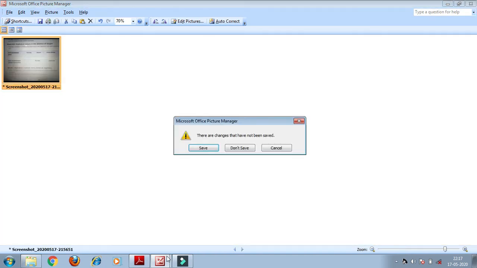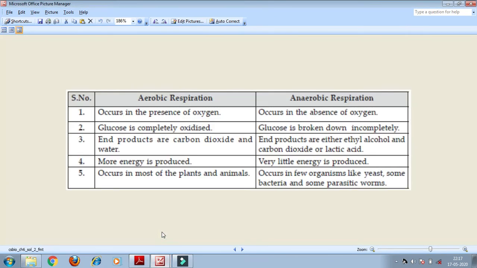At last, one more thing I want to say. What is the difference between aerobic and anaerobic respiration? This is a very important question. Aerobic is in the presence of oxygen, and anaerobic is in the absence of oxygen. In aerobic, glucose is completely oxidized. In anaerobic, it is broken down incompletely because there is no formation of ATP, whereas in aerobic you have formation of ATP in the electron transport chain.